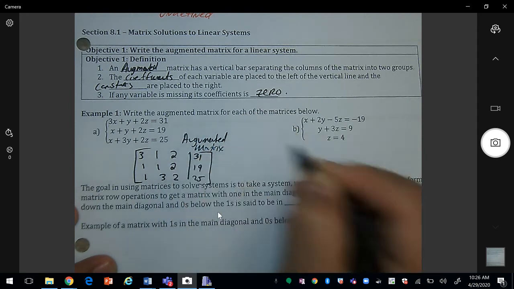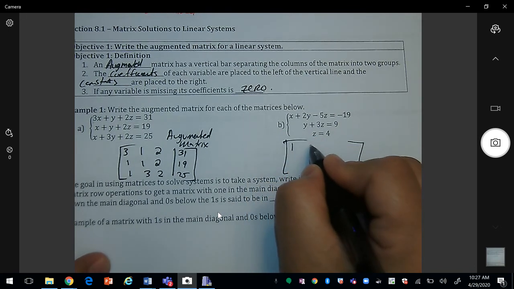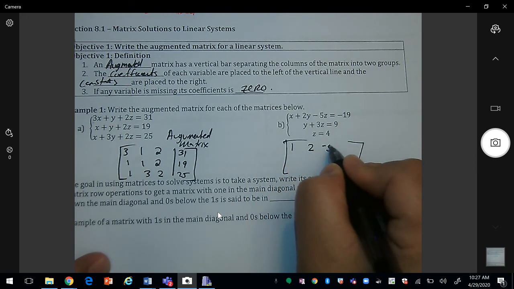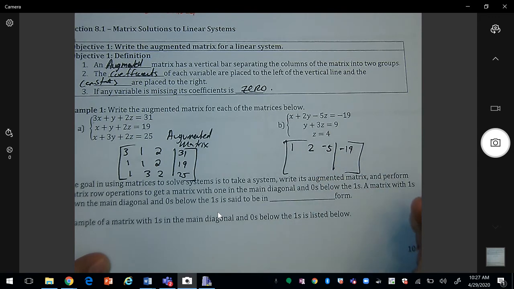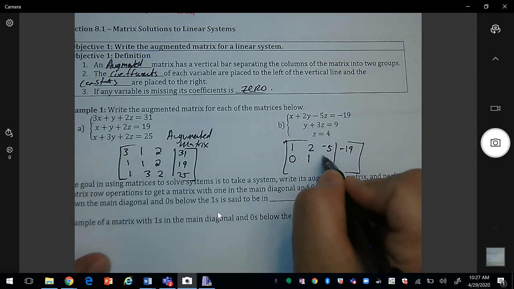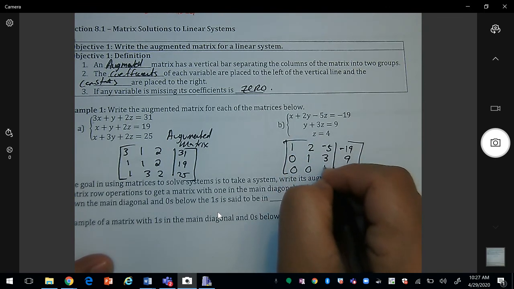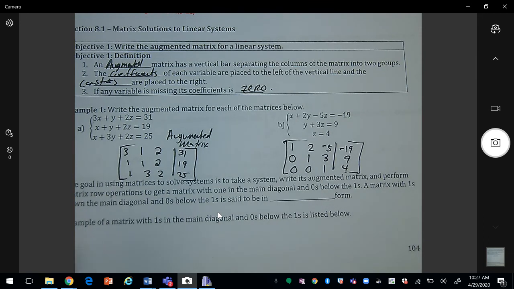matrix. On this side, we have a 1 for x, a 2 for y, -5 for z, -19 is your constant. Notice there's no x, so I'm going to use 0. And then we have a 3 and a 9. And then for x is 0, y is 0, z is 1, then we have the 4. In the next video, we'll be able to do operations with these augmented matrices.